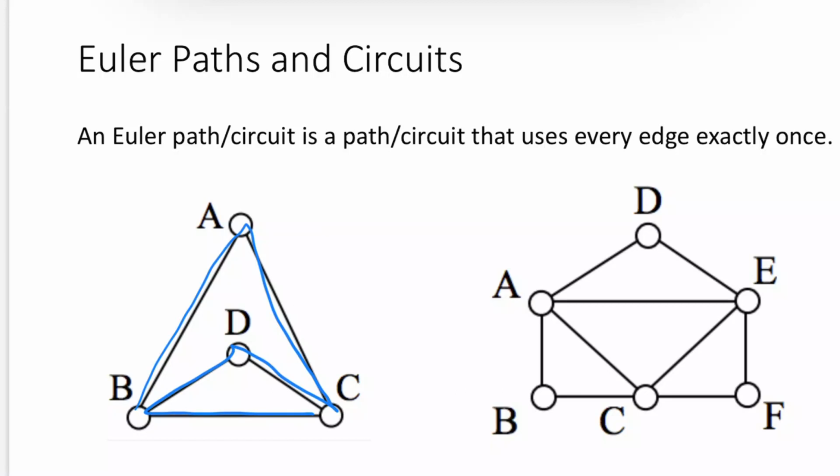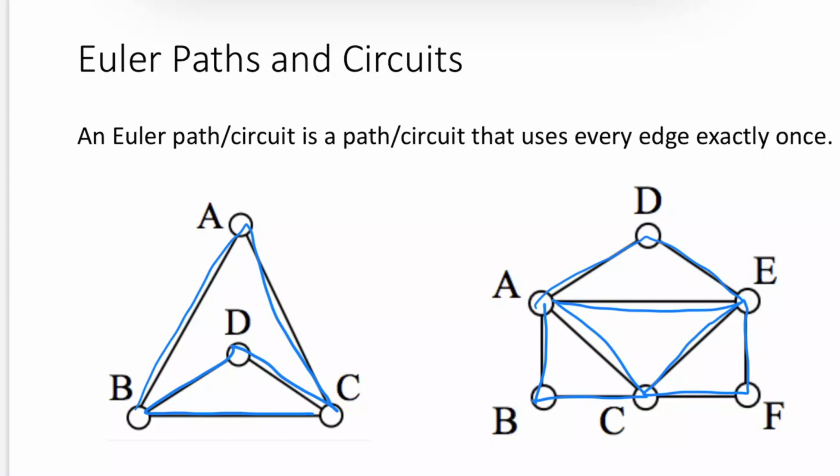And then an Euler circuit is basically the same thing, except that you have to begin and end at the same point. So let's say I started at vertex A, I could go A to D, to E, to C, to F, to E, to A, to C, to B, to A. And because I used every edge exactly once, and I ended up back where I started, that's an Euler circuit.